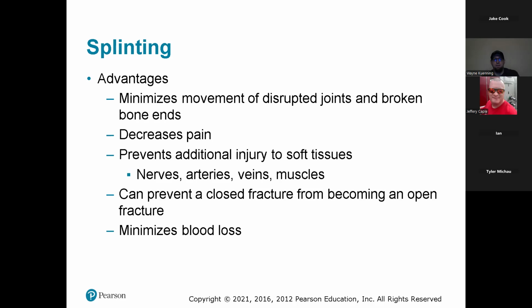And then we get to splinting. Advantages: it minimizes movement of disrupted joints and broken bone ends. Sometimes it helps with pain, sometimes it doesn't. But the big one is we prevent additional injury to soft tissues, primarily nerves, arteries, and veins.